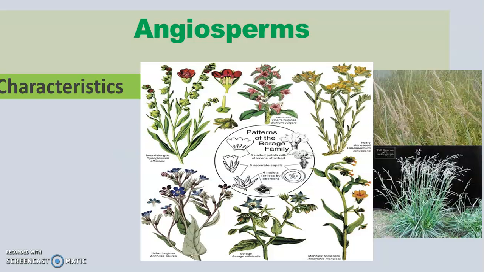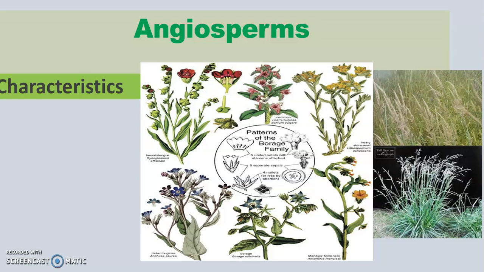The angiosperm plants produce flowers, and their seeds are enclosed in a fruit. They have fleshy parts of the fruit, which they use to protect their seeds, and also they produce flowers.